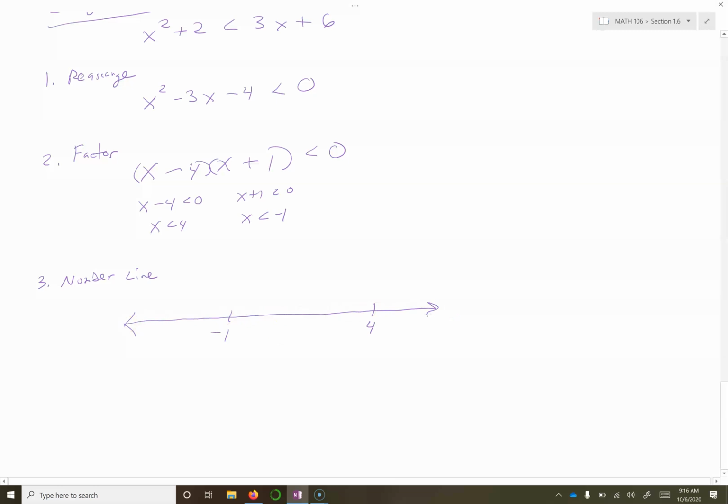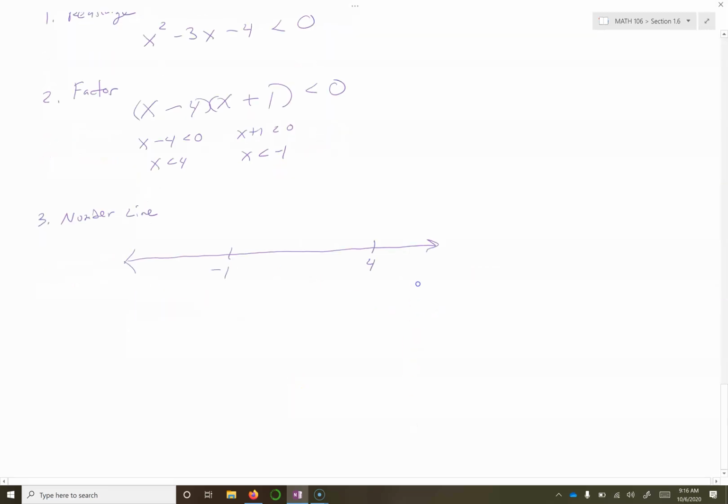So we have to do something called test points. And we have to choose test points in all the possible intervals that could be our solution. So I'll point out to you, you see that there's an interval here from negative infinity to negative 1. There's an interval between negative 1 and 4, and then an interval greater than 4 up to positive infinity. So you have to know how many intervals are possible. I have 3 intervals, okay?